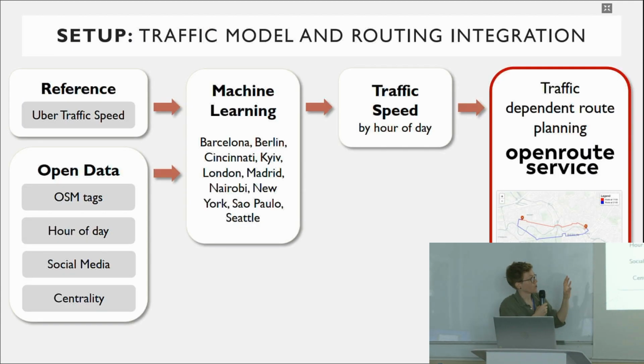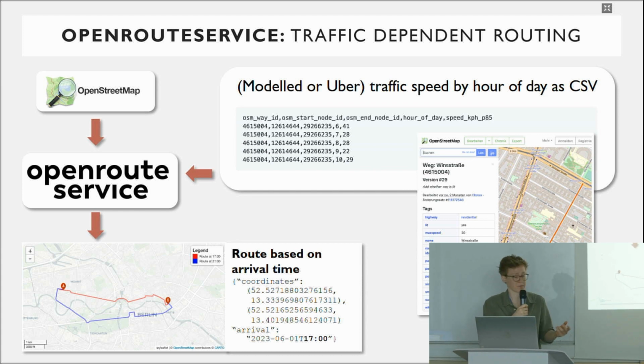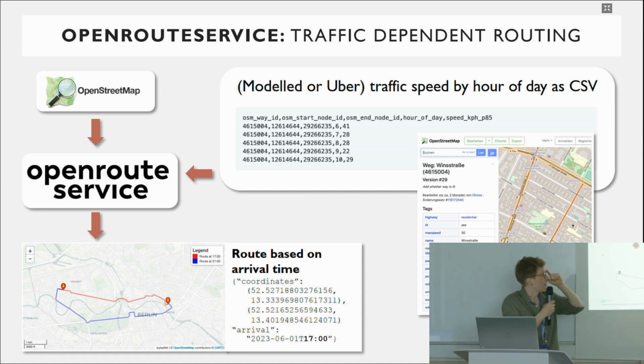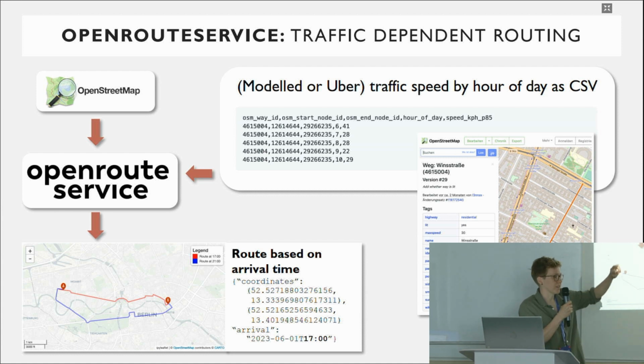So these are the results of our model, and now let's see what effect that has when you integrate the data in OpenRouteService. As I said, OpenRouteService is based on OpenStreetMap data, and in addition we provide a CSV file which contains the traffic data. For each line you indicate the OSM ID of the way, the start node, the end node, so you can do both driving directions and single segments, and then you indicate the hour of the day and the speed value.